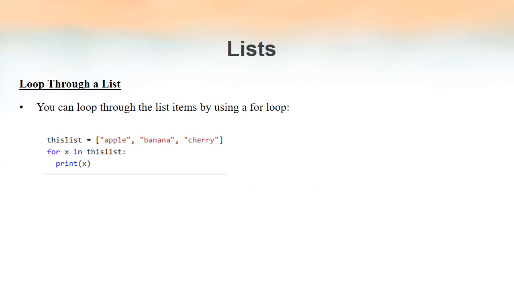This we have seen before, how to use a loop to iterate through a list. Here we have used the list named this list. It consists of 3 elements. They are apple, banana and cherry. And we have used the same variable name x here.